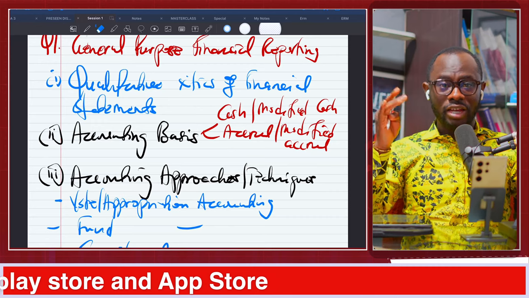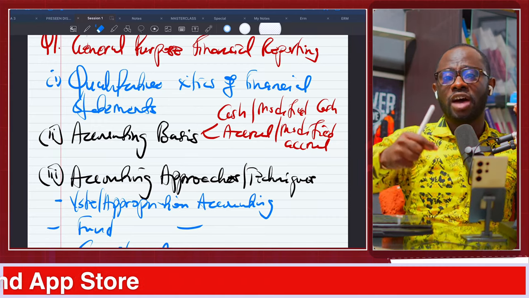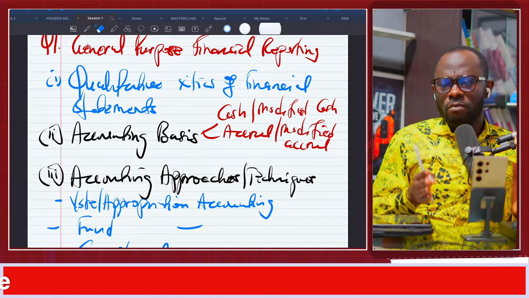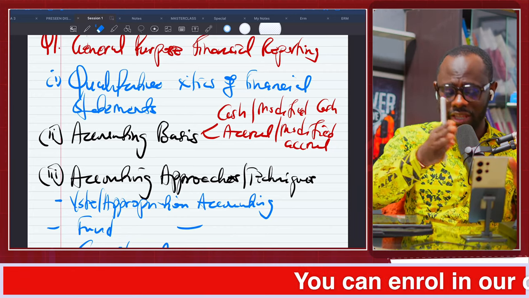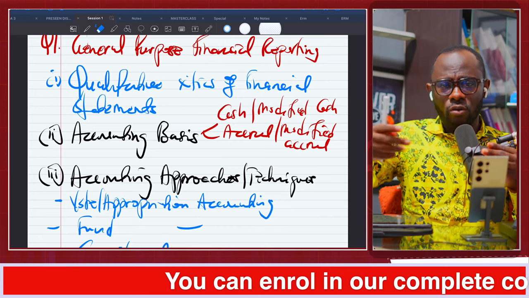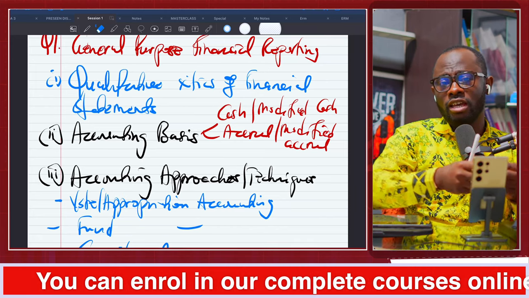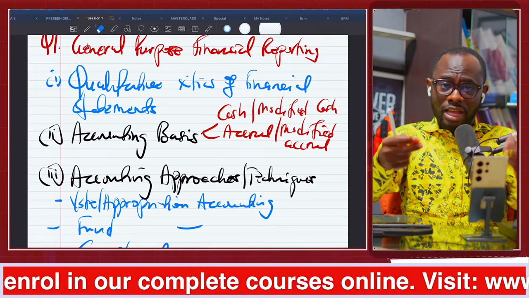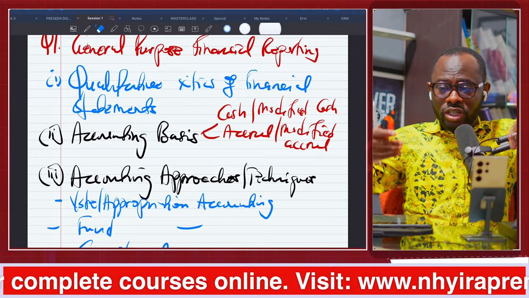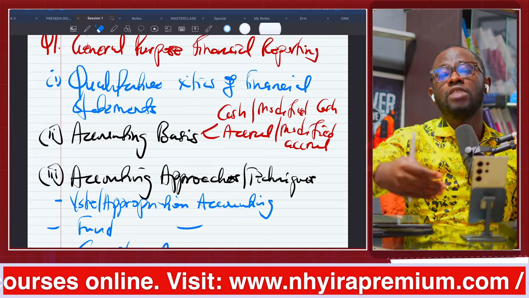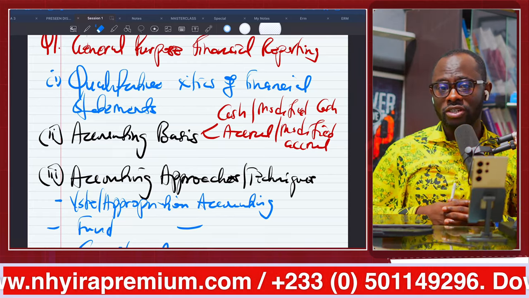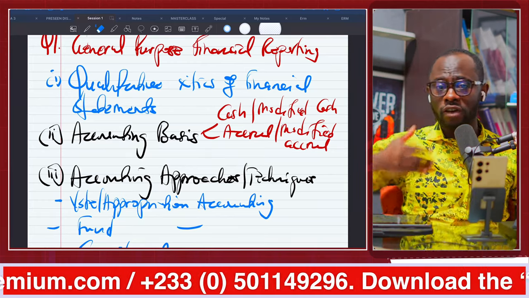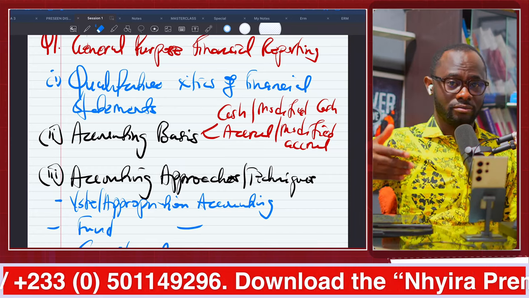In between that, we have what we call the modified cash basis. The modified cash basis is just like the normal cash basis, only that here the books are left open 3 months after the year end for transactions that occurred in the previous year, which the entity is now receiving payment for or making payment for, to be captured in the financial statement. So that is the modified cash basis.